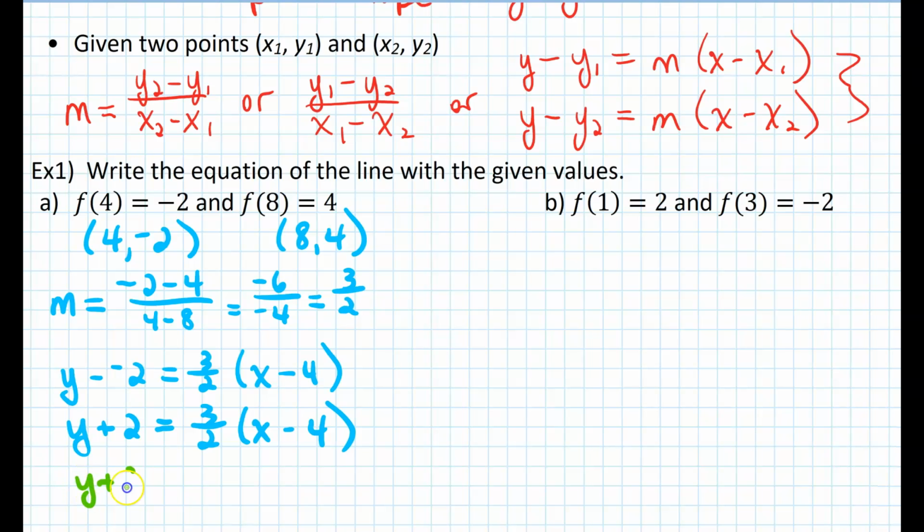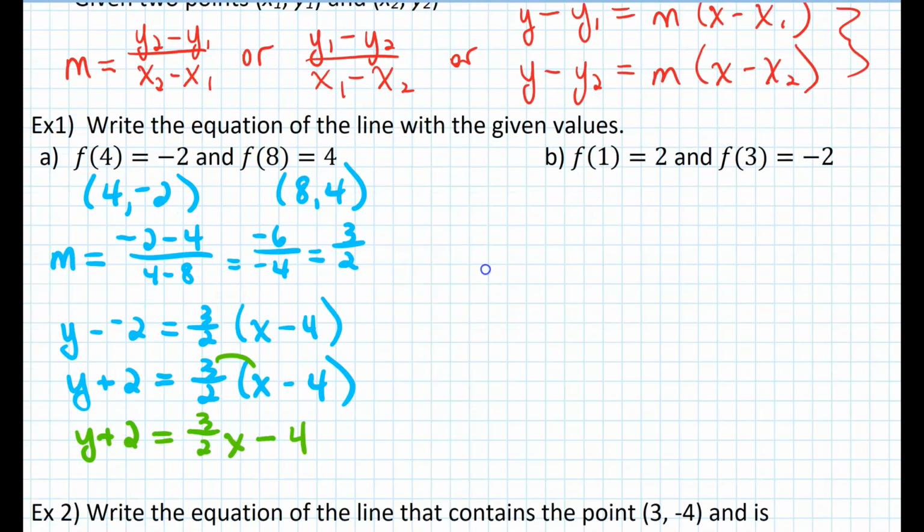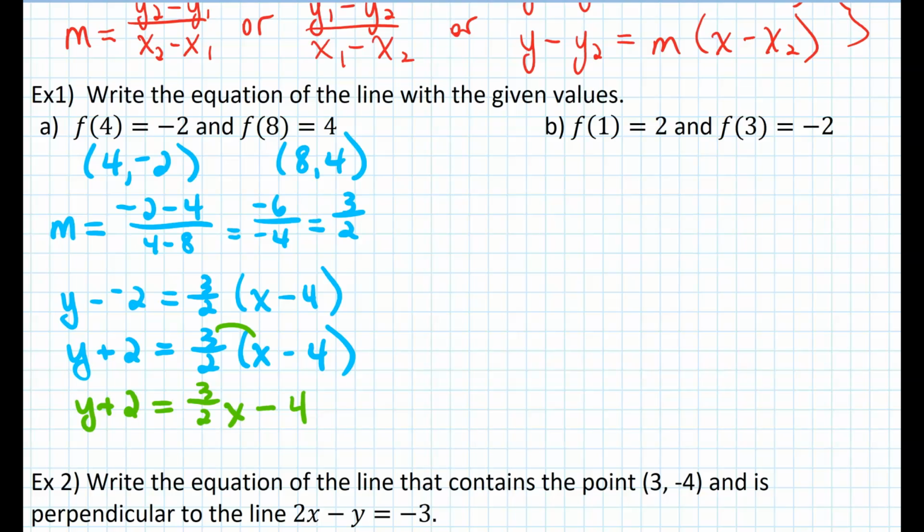So this would become y plus 2 is equal to 3/2 x minus 12 over 2, which is 4. Oh, sorry. 12 over 2 is not 4. Wait, m is the same thing as y, right? No, m is the slope, the term that's attached to the x. It is 4 eventually. Oh, the y-intercept. Okay, in the end, I still have to isolate the y, so I have to subtract the 2. So we get y is equal to 3/2 x minus 4.